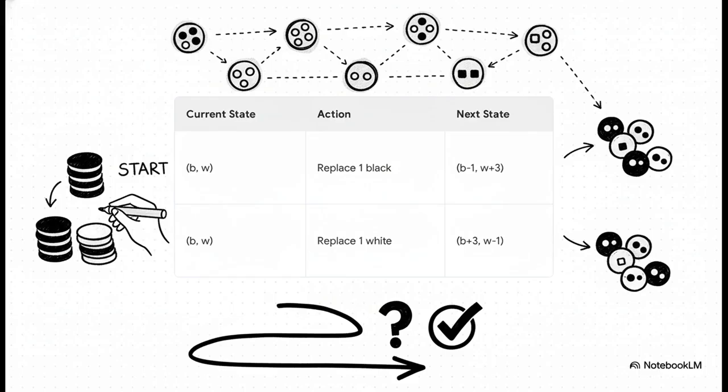And here's what that map looks like in a more formal sense. For that token game, this simple table defines the entire system. It tells you from any state you're in exactly where you can go next. This table, as simple as it looks, is the complete guide to the problem.